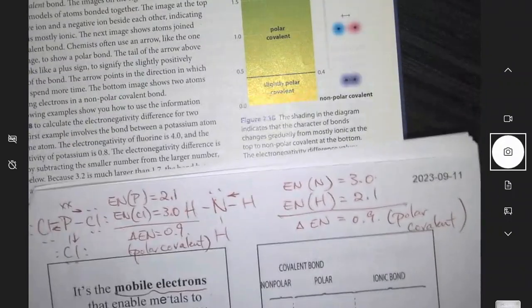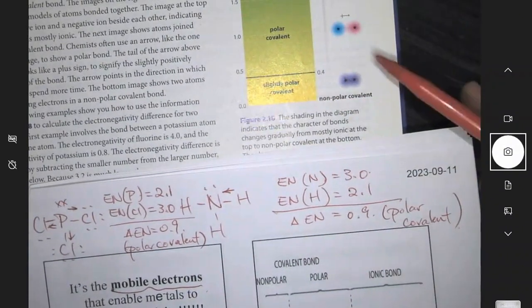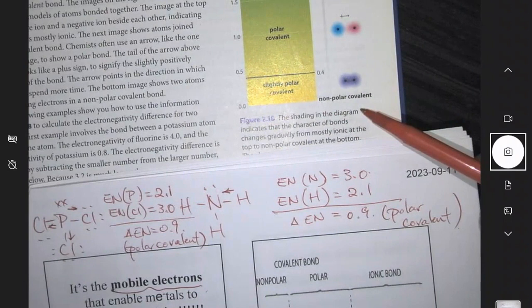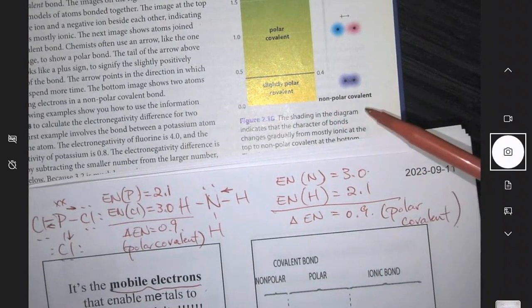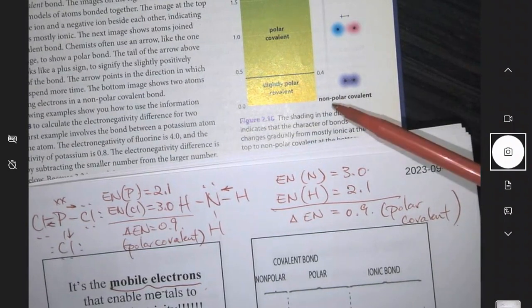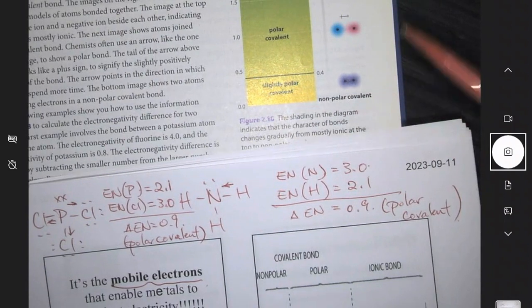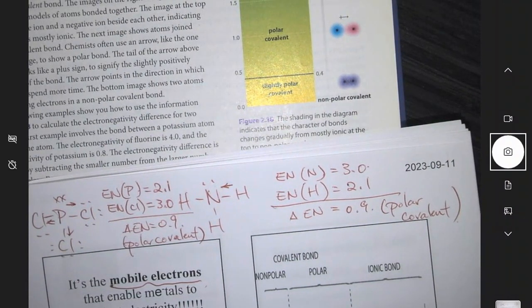So in that situation, you will have a perfectly non-polar covalent bond. When you have those diatomic elements, those would be perfectly non-polar covalent. The electrons will be perfectly shared right in the middle between the two different atoms or two different nuclei. Any questions on this?